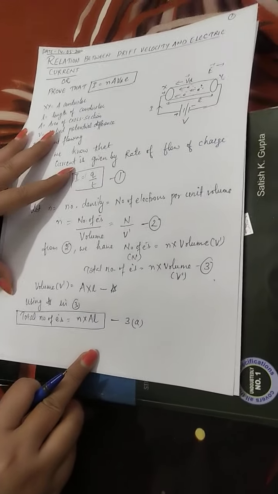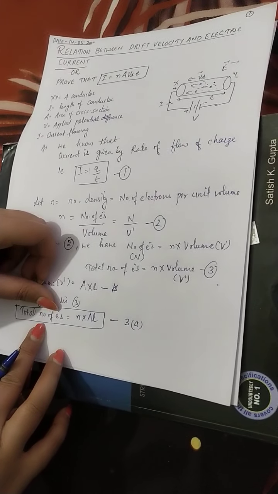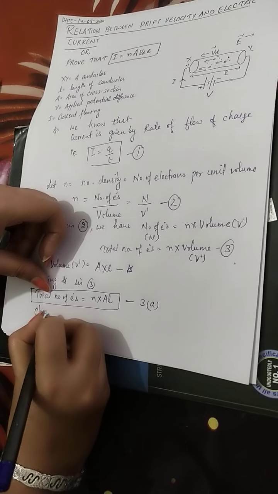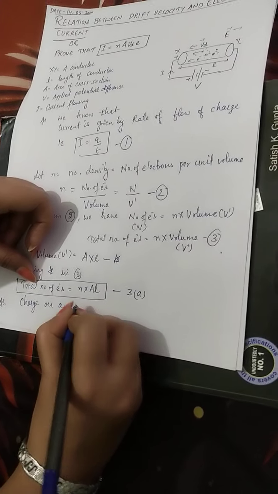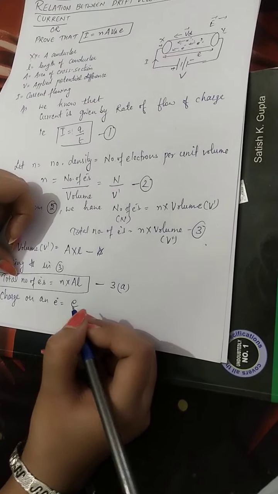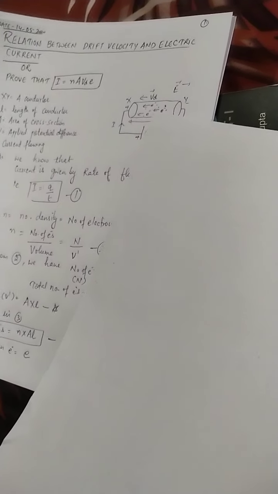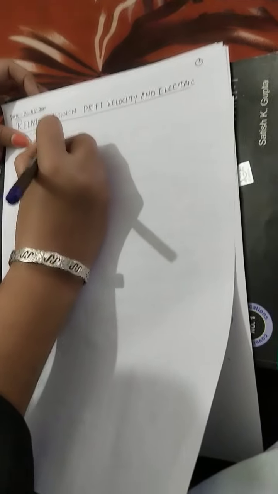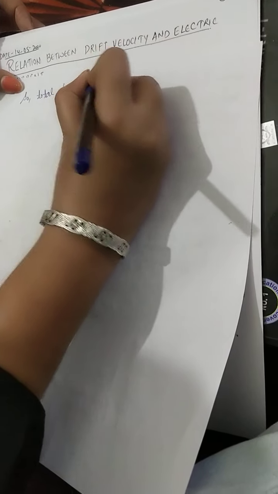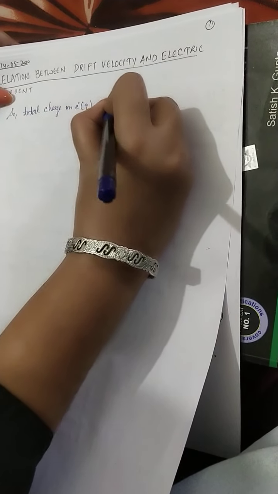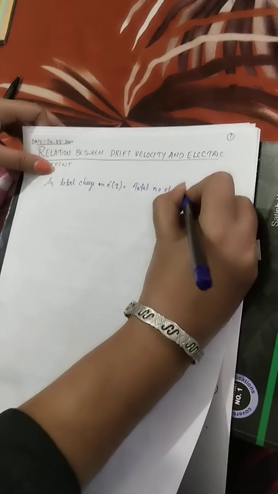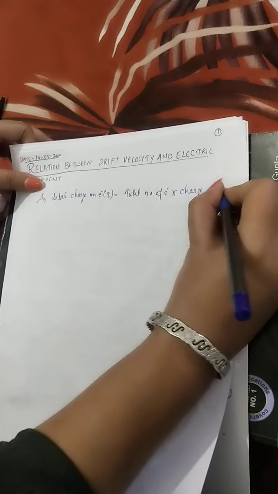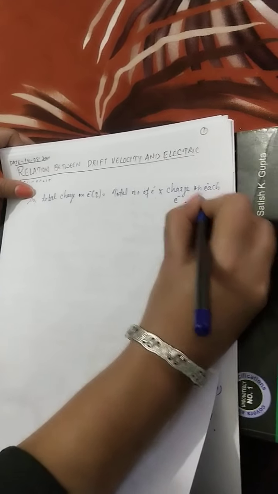Now we have the total number of electrons, and we have the charge on one electron, which is e. We have to find the total charge on the electrons. We know the total number of electrons and the charge on one electron, so by this we can find the total charge. The total charge on electrons, let us represent it by Q, will be equal to the total number of electrons into the charge on each electron, and we will take it as equation number 4.